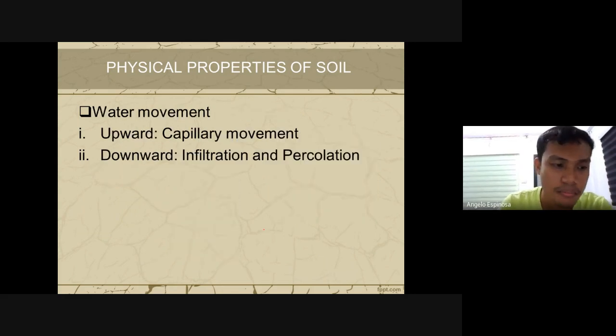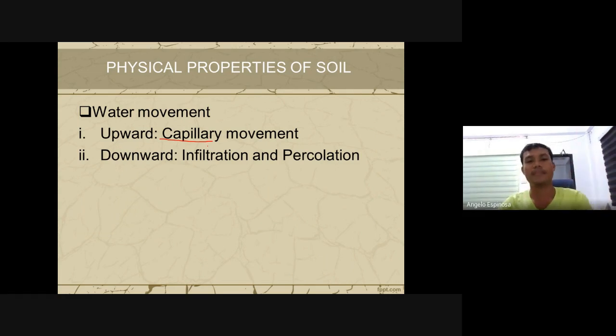Next is the water movement. So we have upward capillary movement. We know that capillary is the movement of liquid through small channels. Kahit sa animal science, capillaries ang pinakamaliit na blood vessels. So the forces involved are adhesion of water on the walls of channels and cohesion.